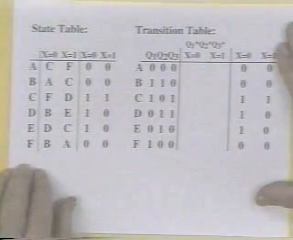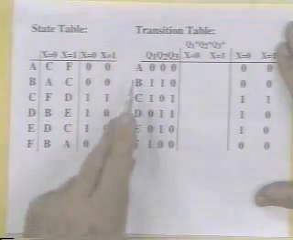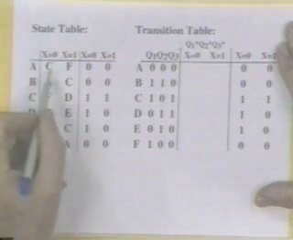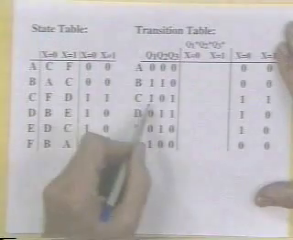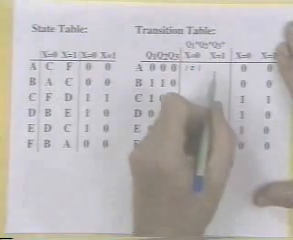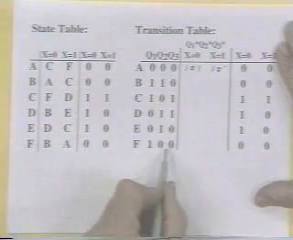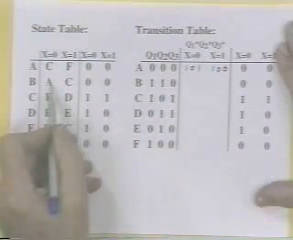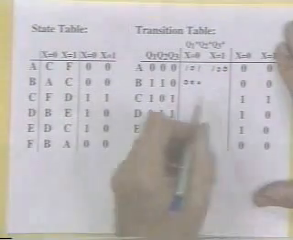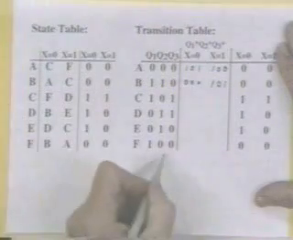I'll start by filling in the transition table. Here's the state assignment I'm using for states A through F. And wherever I have state C, I replace that with 101. So the next state here is 101, and the next state here is 110. For F now is 100. And for A is 000. And for C, it's 101. And for F, it's 100.